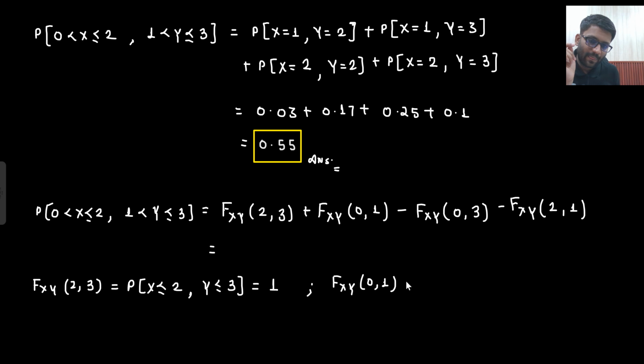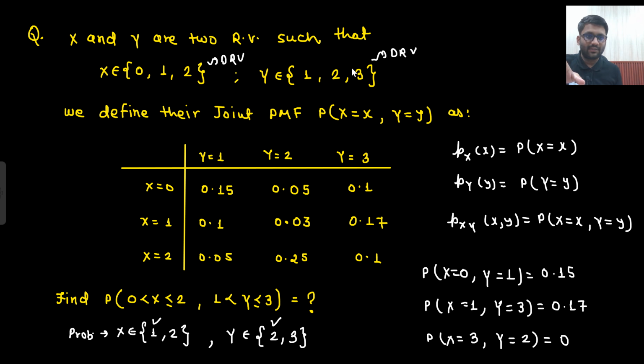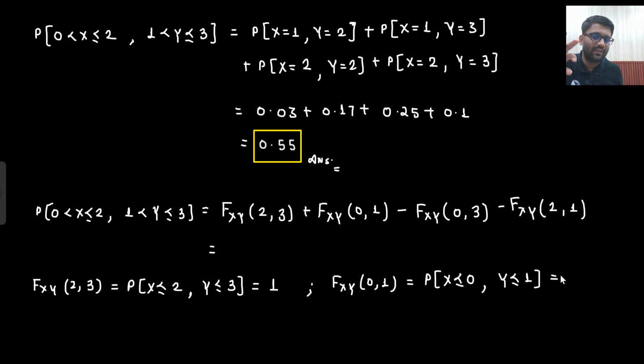F(0, 1). Probability of random variable x taking value lesser than equals to 0 and y taking value lesser than equals to 1. What do you think, what will be the answer? X should be lesser than equals to 0 and y should be lesser than equals to 1. That means x can be 0 and y can be 1. That's the only case. Just think about it with respect to aptitude. So only this case is there, no? That means this probability will come into action, 0.15. Are you able to understand this point?